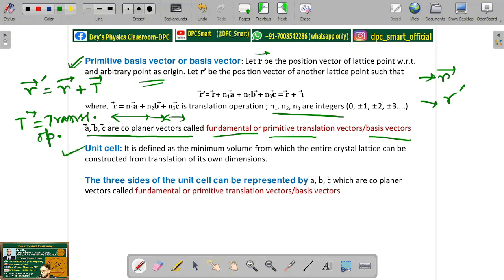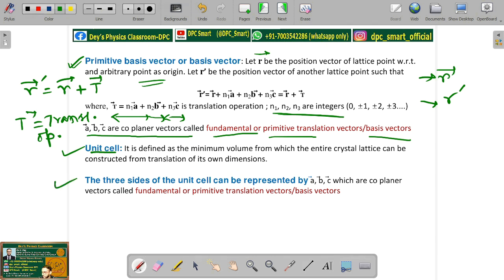Another term we will discuss is the unit cell. Unit cell means the minimum amount of volume from which the entire crystal can be formed by translation of its own dimension. If we consider a structure which has a minimum amount of volume, and from that minimum volume we can form the entire crystal structure by translation of the dimensions of that volume, then each such structure is called a unit cell.